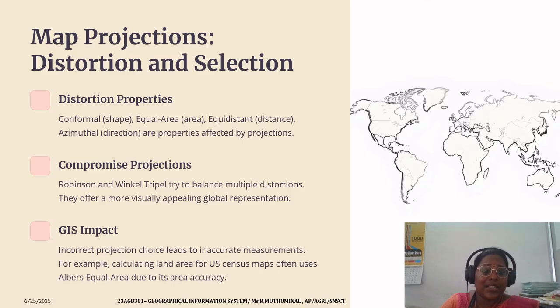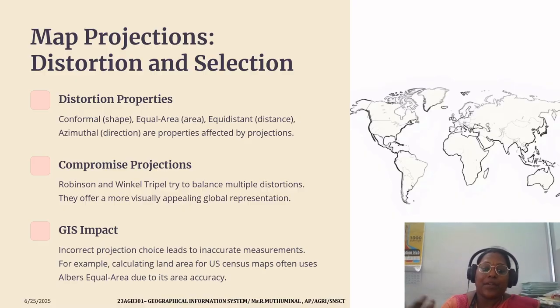Usually, the distortions and selections will be considered according to a property like shape, area, distance, and direction. These properties will be affected by the projections. In order to compromise, I have to consider the compromise projections that have been tried by Robinson and Winkel Tripel. They tried to balance the multiple distortions, and they offered a more visually appealing global representation. So this is how we can collect very good data with the help of map projections. The major impact of these projections can lead to inaccurate measurements.